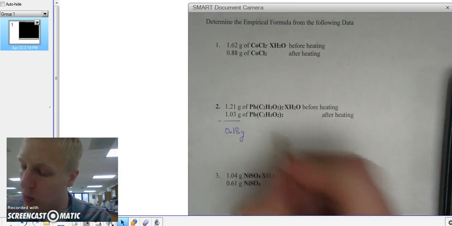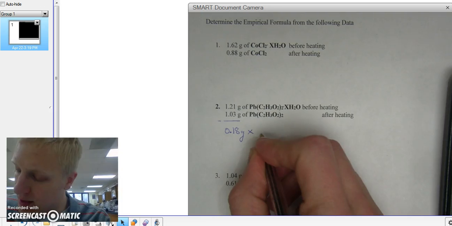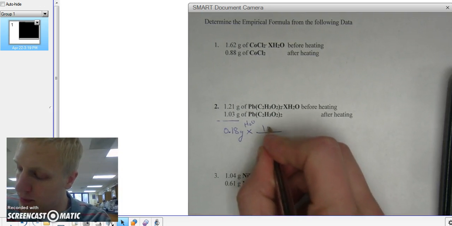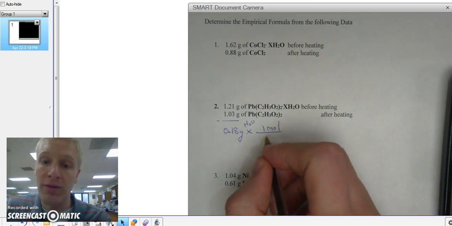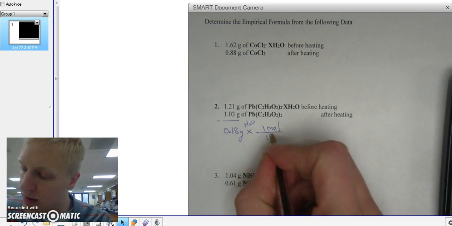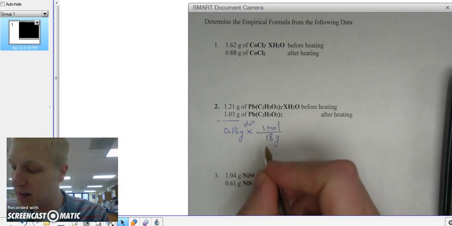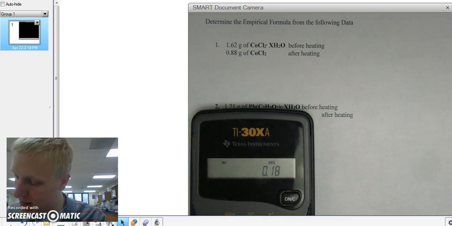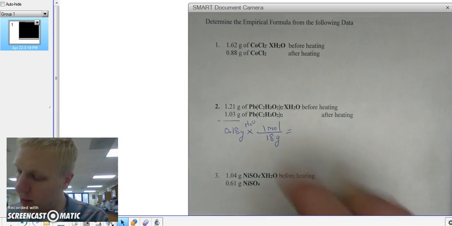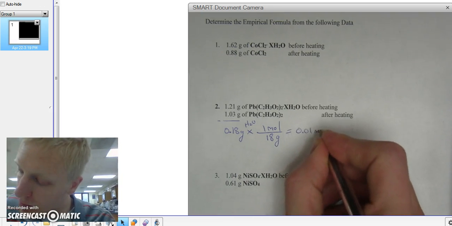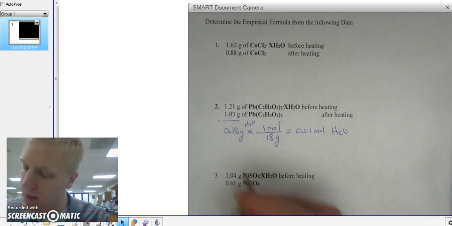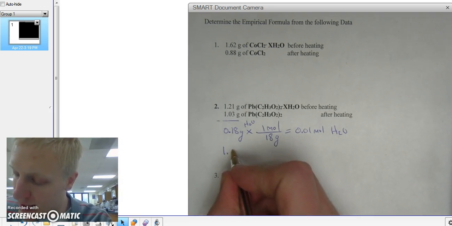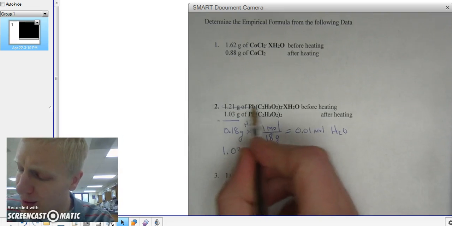So what's happening is the difference between the hydrate before heating minus the anhydrate after heating is the mass of the water. Once you have that, you're going to convert your water to moles by multiplying it by 1 mole, dividing by the molar mass of H2O, which is 18 grams. You add up the atomic masses, remember, and that is going to equal 0.18 divided by 18, 0.01 moles of H2O.